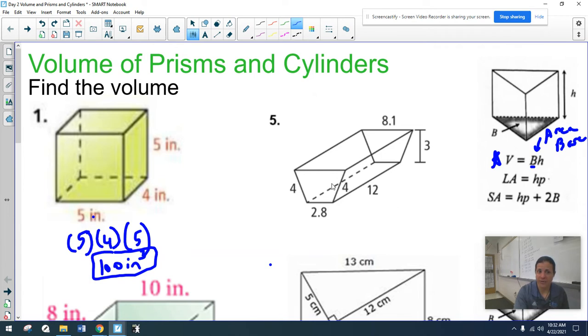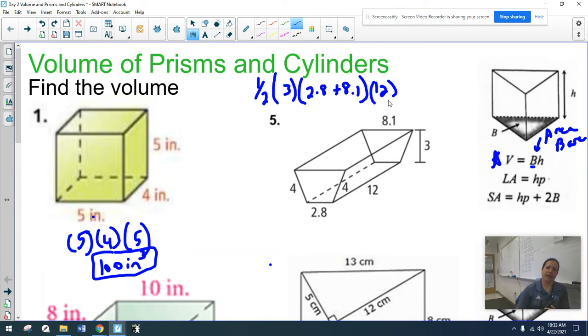And then in number 5 over here, if I'm finding volume of this prism, again, I need my area of the base. So if I'm doing area of the base, this is a trapezoid. So 1/2 times your height of the trapezoid, which is 3, they gave it over here, times the sum of the bases. The sum of the bases are the 2.8 and the 8.1. So that's my capital B. And then I times it by the height of the prism. The H is the height of the prism, not the base. So my 12 should go right here.